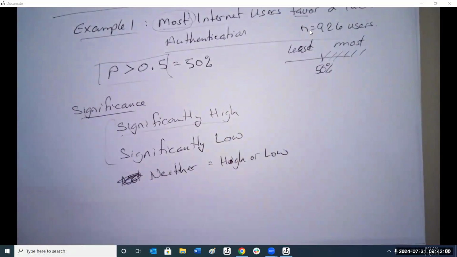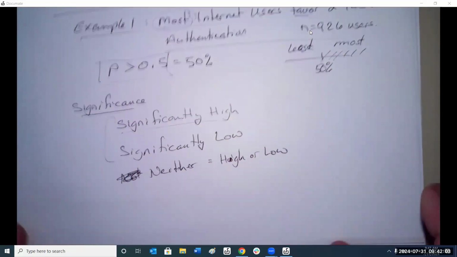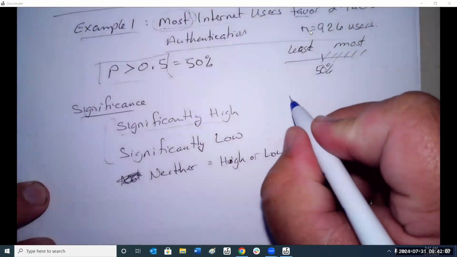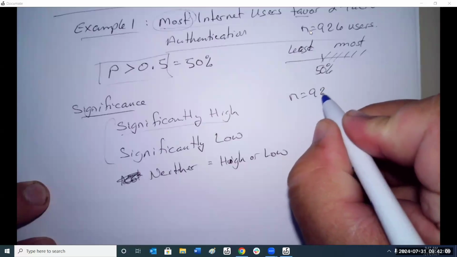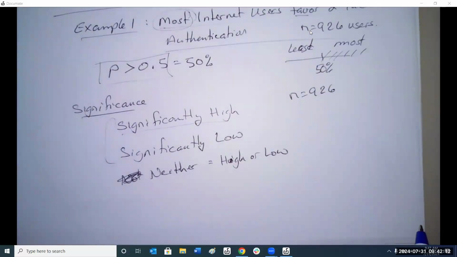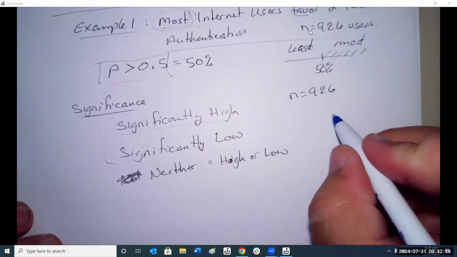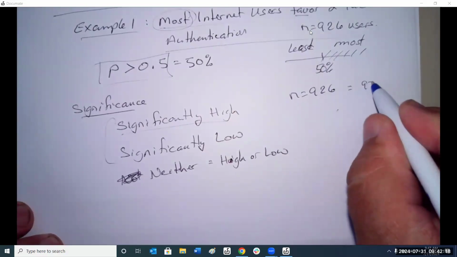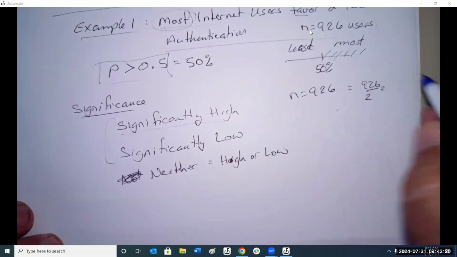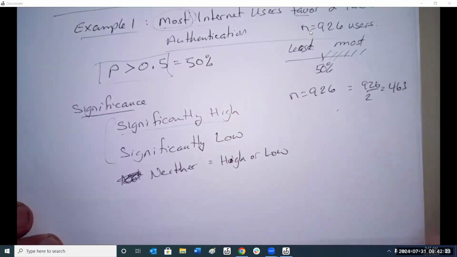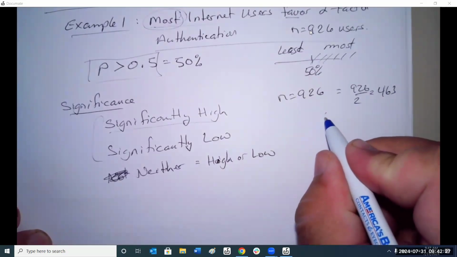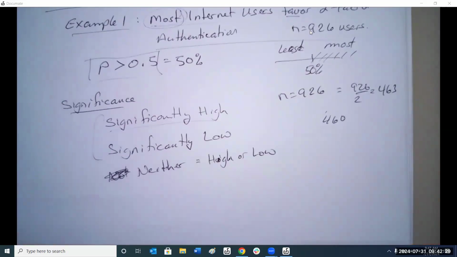We're looking at these two. So what would you consider significantly high? Remember, our N was 926. So what if we had half of that, which would be 463? So that's half. What if we had 460 people said that it was a good idea?